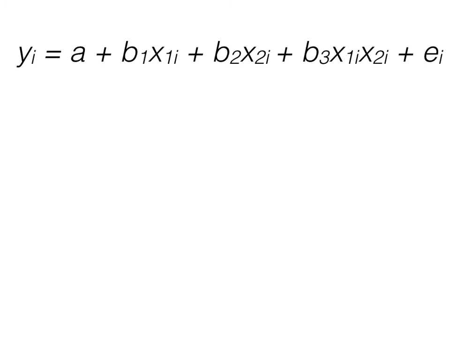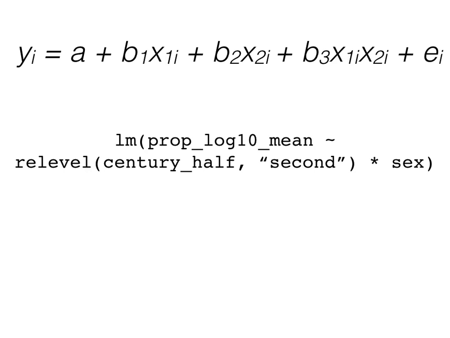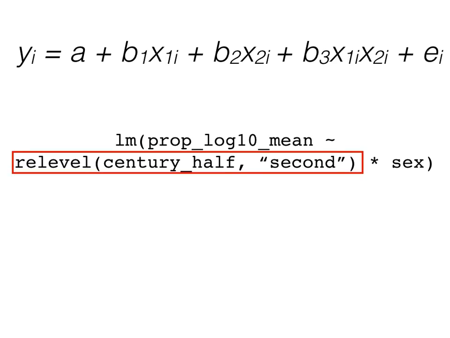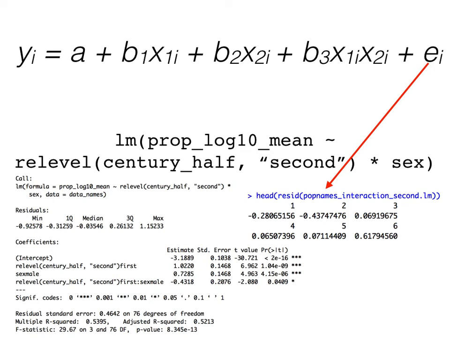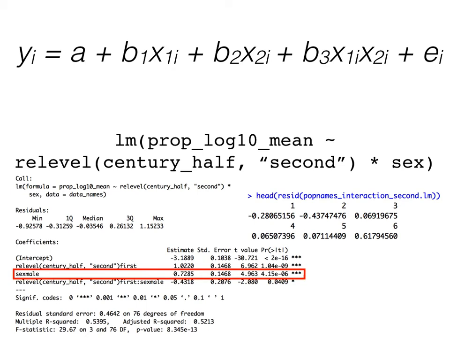So to do this, we're going to slightly change our LM call so it looks like this. The important change to note is this relevel call here, where first we write our variable, and then the level that we want to be our default. So before, our default for century half was first, but with this call, we change it to second. As before, we can run our summary call and get our a, b1, b2, and b3. And of course, we can call resid and get our residuals. Now the main reason we did this was to see if the effect of sex would still be present, even if the baseline for century half was changed to second. And we see that it is still significant.